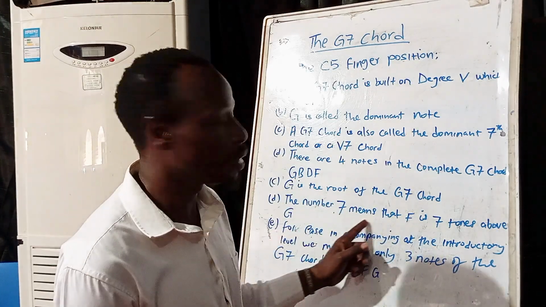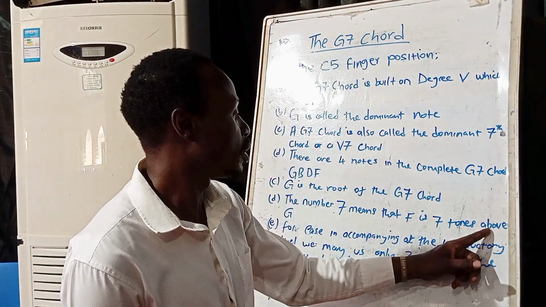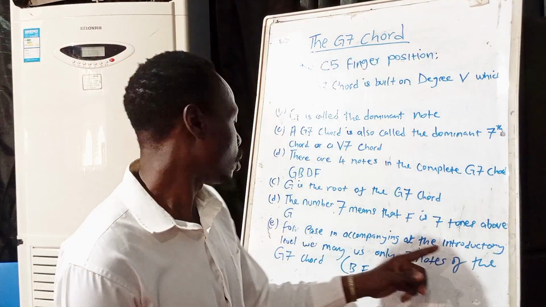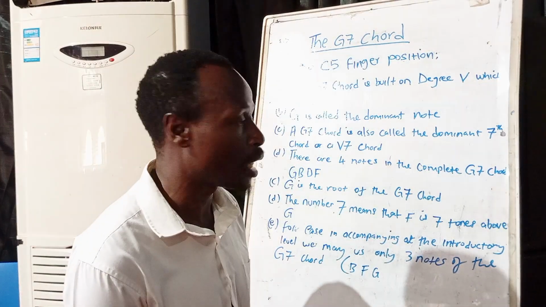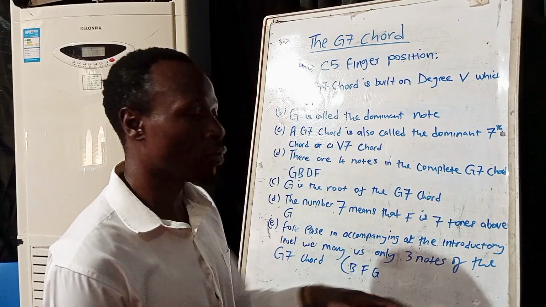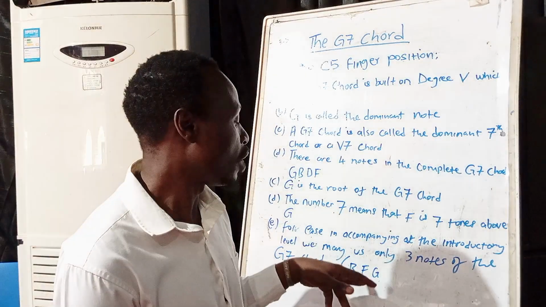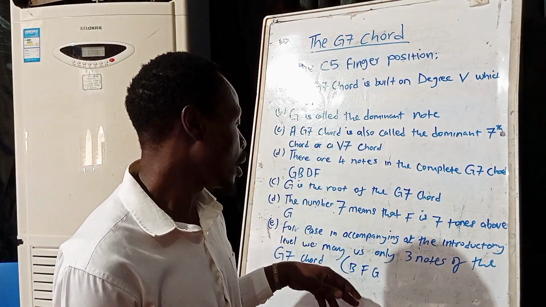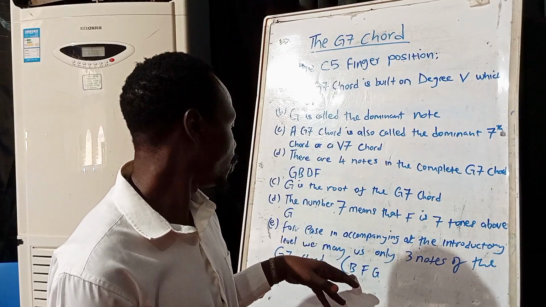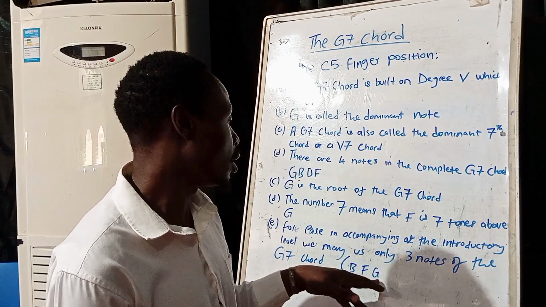The number 7 means the F is 7 tones above G. For ease in accompanying at the introductory level, in this beginner level, we are going to omit the D note when we are playing in our left hand, and we will use just B, F, and G. The 3rd, the 7th, and the root. So we will omit the D.